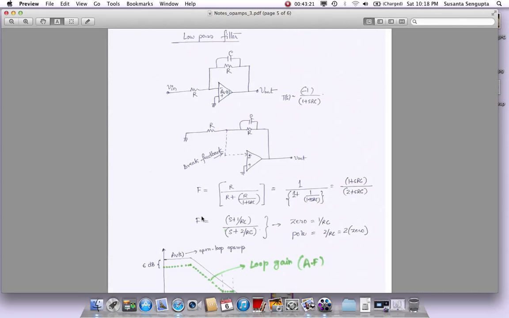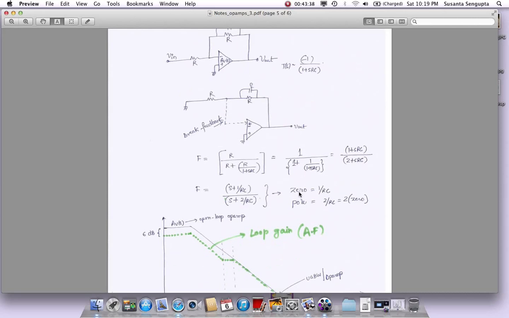So at low frequencies, the feedback factor is half, where it's acting as an inverting amplifier. At high frequencies, the feedback factor becomes 1. But in between, if you look at this transfer function, it actually has a zero at this location, and it has a pole at this location. So we get a zero, and at twice the zero location, we have the pole.